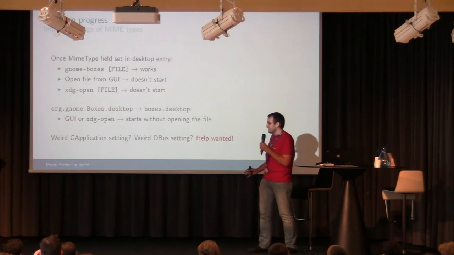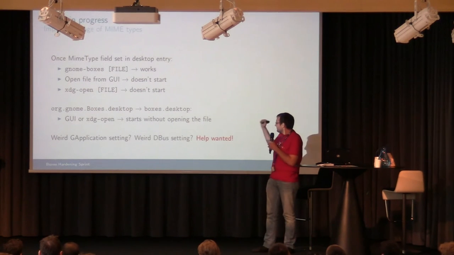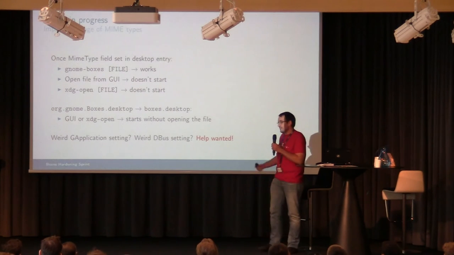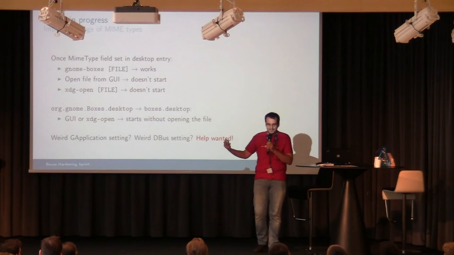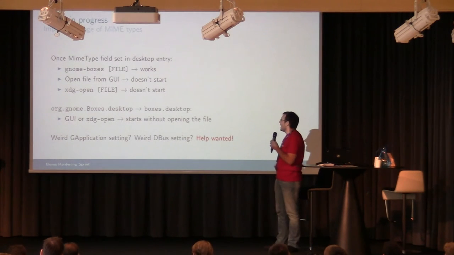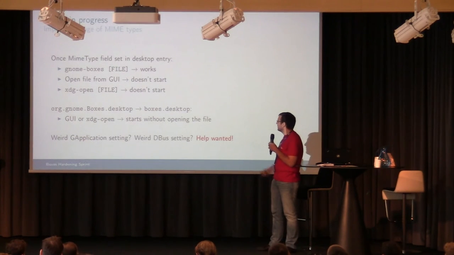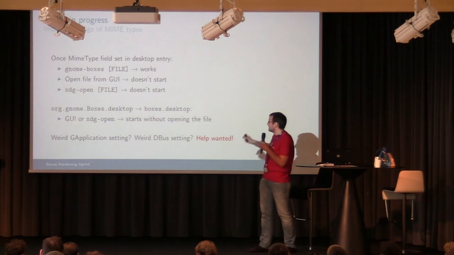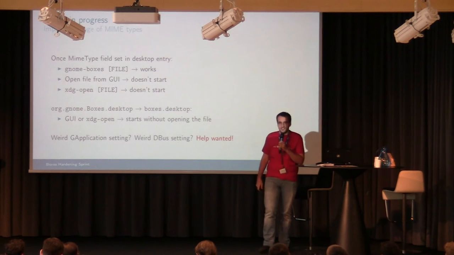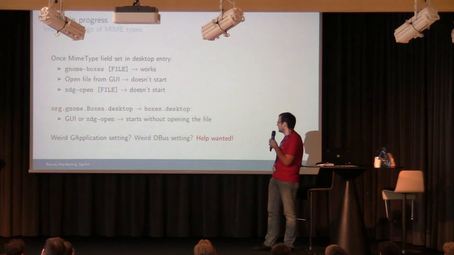I tried to change the desktop entry of boxes to set the MIME type field, and I could set an ISO, for example, to launch directly with boxes, but boxes didn't launch at all. I tried several things. Trying to launch the ISO directly on the command line worked, except when you tried xdg-open. It was the same. It didn't work at all.